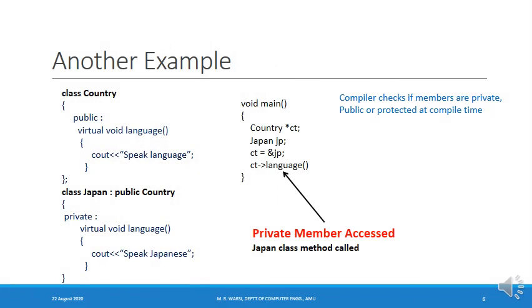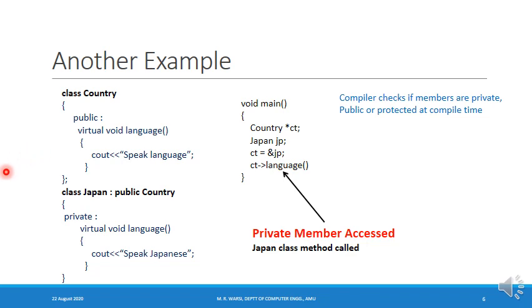Now here is another interesting example. You know that a private member of a class cannot be accessed outside the class. But using dynamic binding, it may be possible. We have made a small modification in the previous example. The modification is that this method has been made private in the Japan class, which is the derived class. The rest of the thing is the same as before.